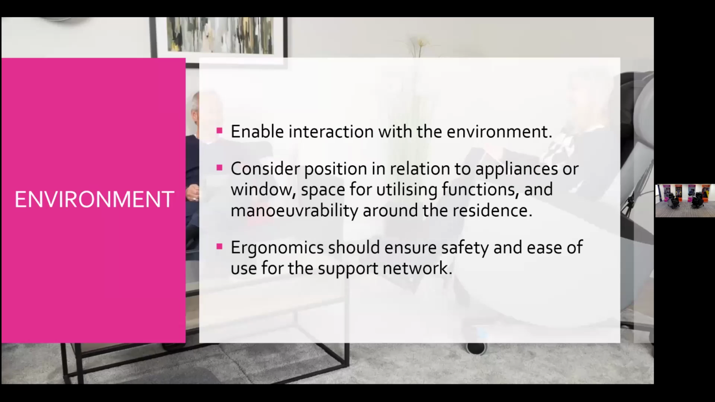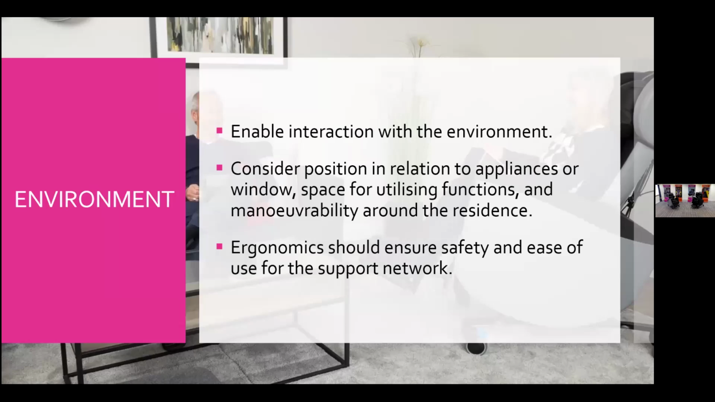When we talk about care plans specifically, we've of course got those 6 major key principles for seating, but I wanted to really touch upon the environment here as well, because in our care plans, we have to enable interaction with the environment, use the chair as a way of being able to get out of bed, get out of the 4 walls of the bedroom, and interact with the environment. To do this, we of course need to consider the position of the chair in relation to appliances or windows.